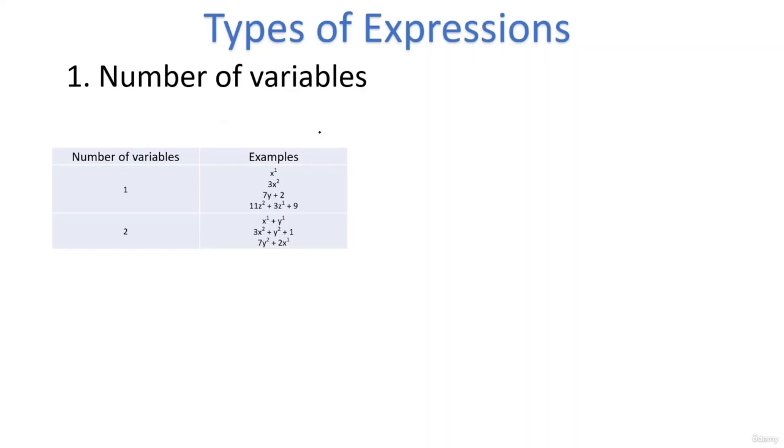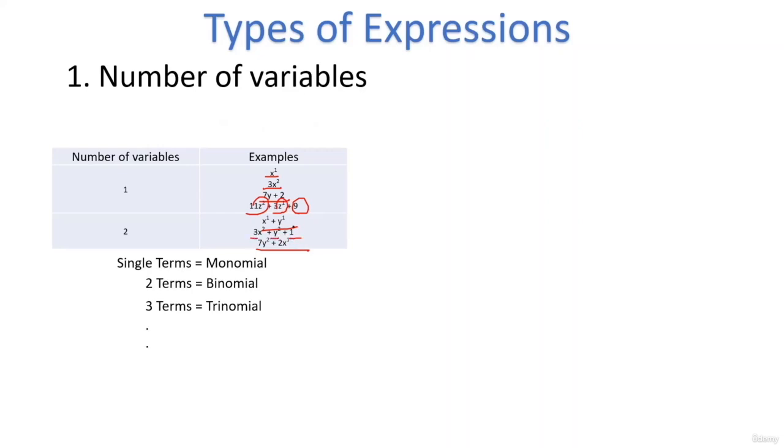If it contains exactly one term, like x raised to 1 or 3x square, it is called a monomial. If it contains two terms, 7y plus 2 or maybe x plus 5, or even 7x square plus 2x, 7y square plus 2x, these are called binomials. It has two terms, bi. A trinomial contains three terms, so 1, 2, 3: 11z square plus 3z raised to 1 plus 9 is a trinomial. 3x square plus y square plus 1 is a trinomial. Likewise, any expression which has n number of terms is called a polynomial.